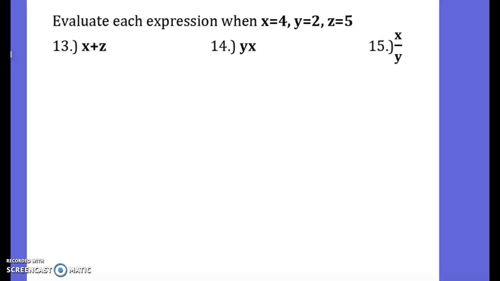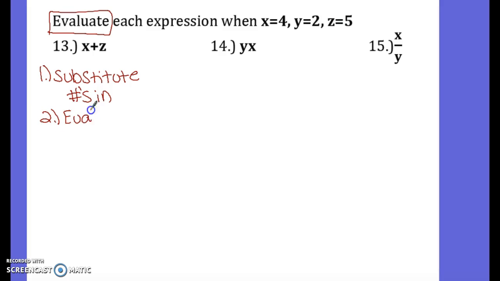Okay, last but not least, again, that word evaluate came up. So you're going to substitute the numbers in and then evaluate. So we have x is 4, y is 2, z is 5. So we have x plus z. X is 4 plus z is 5. 4 plus 5 is 9.